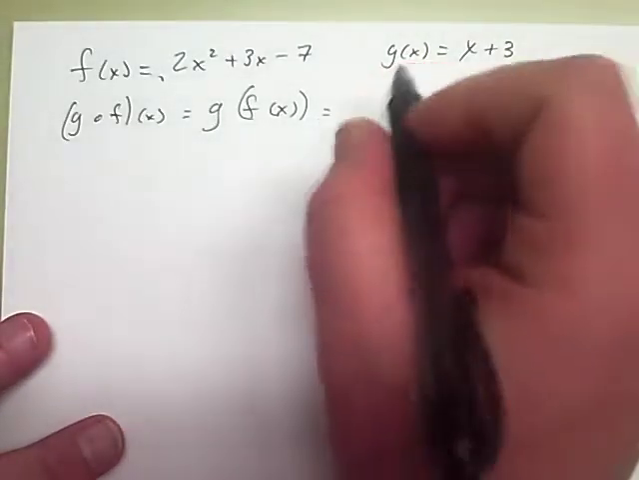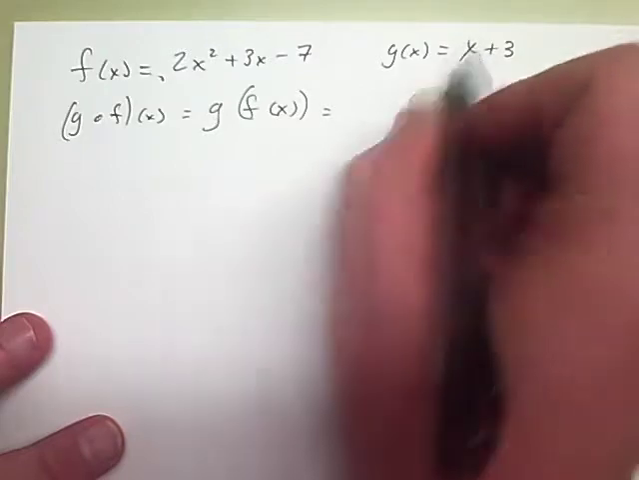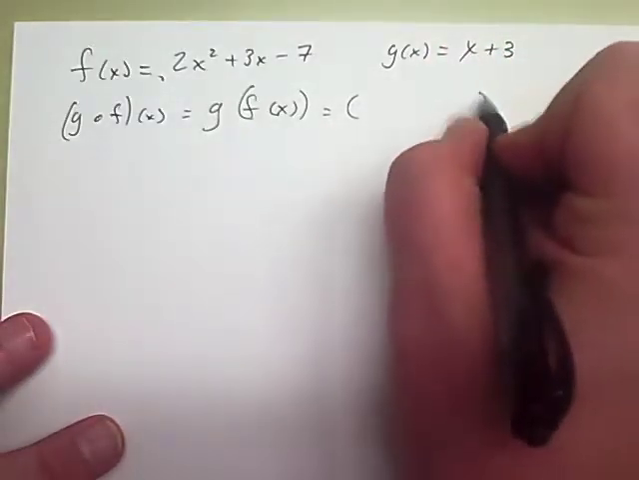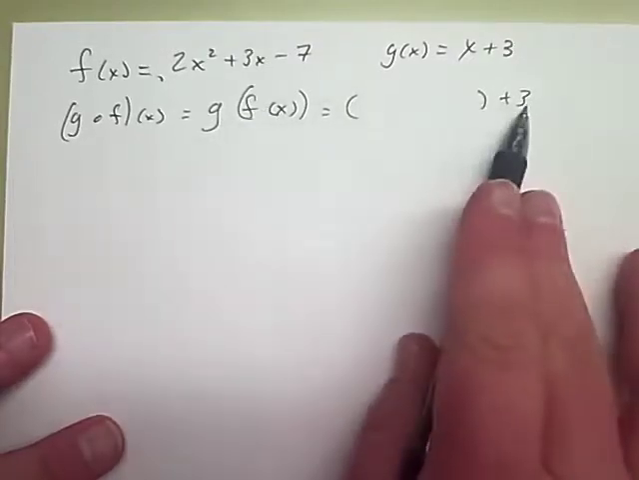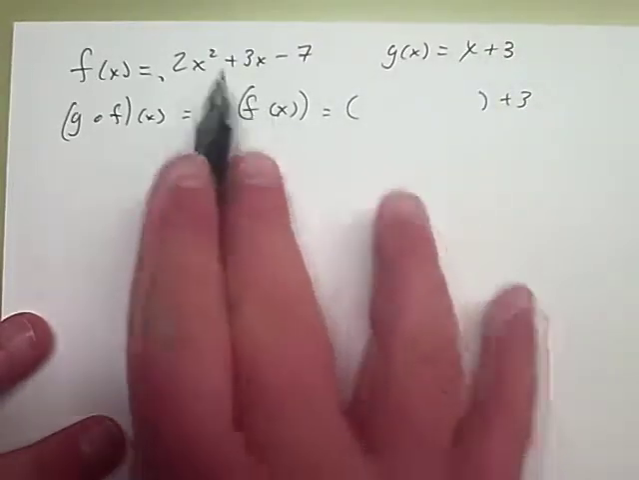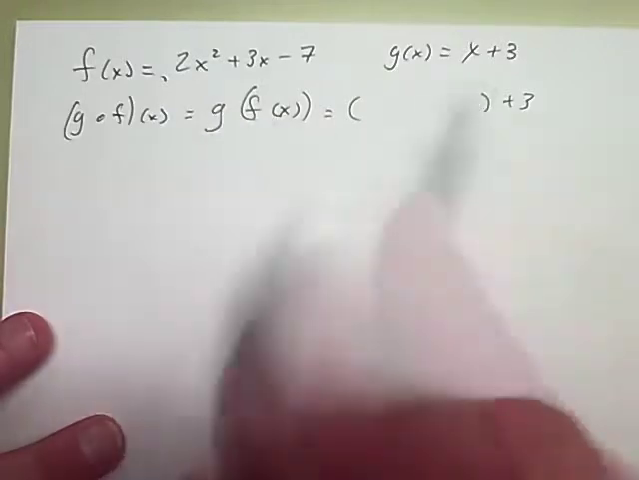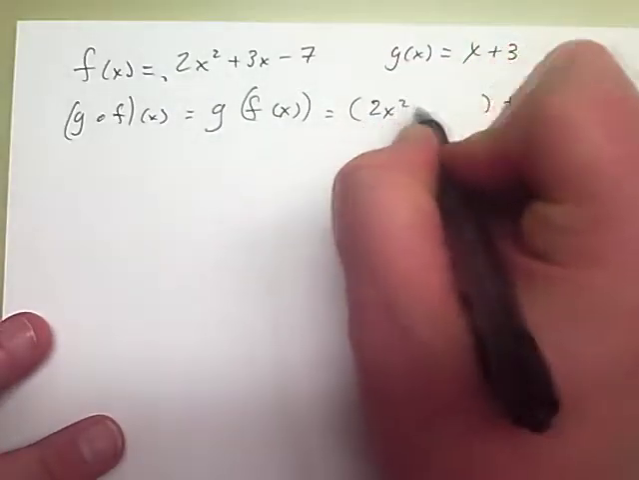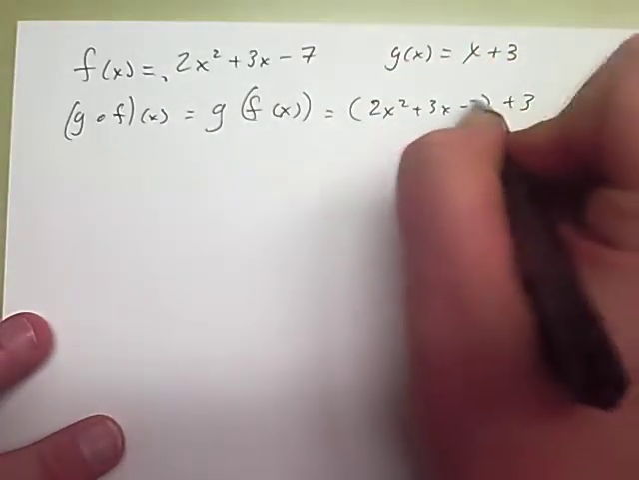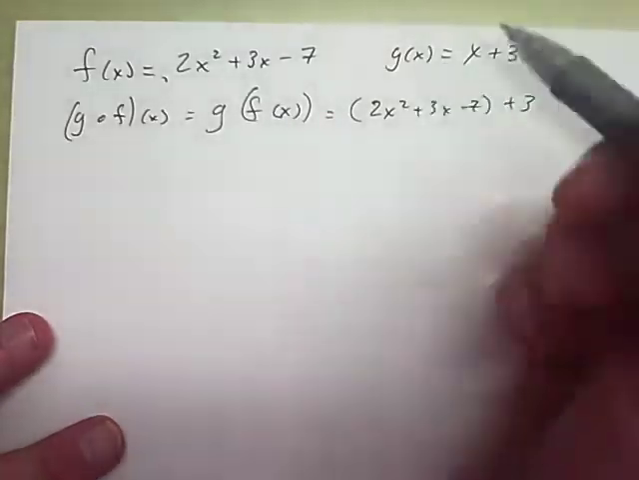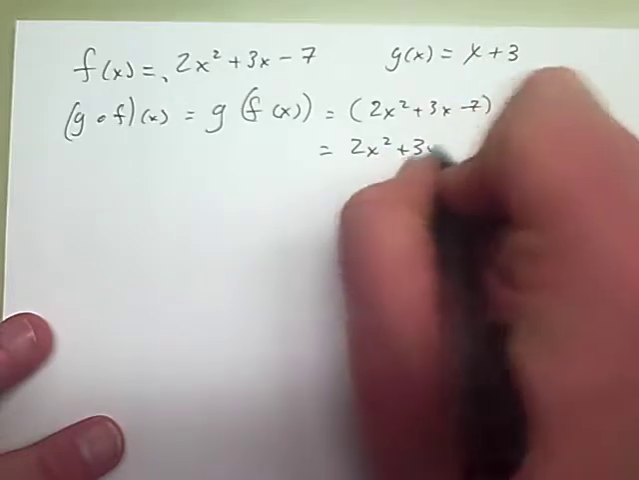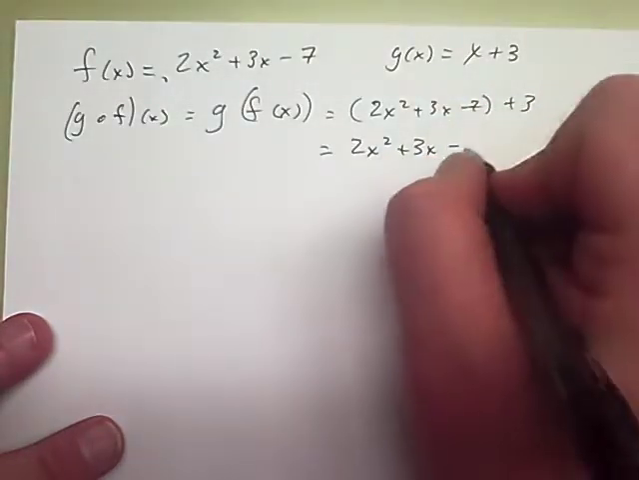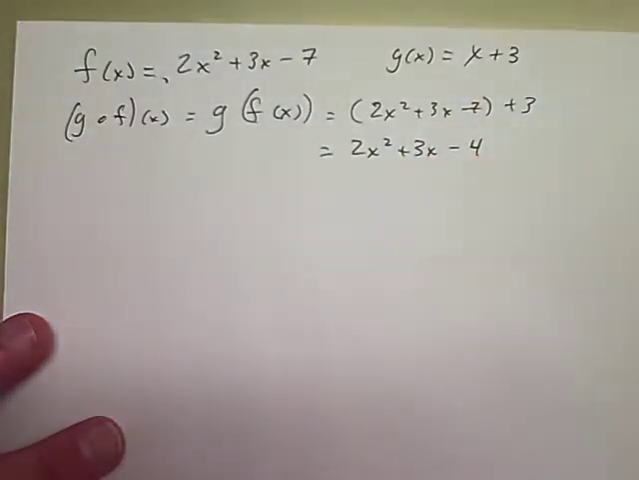All right, so then I have x plus 3. X plus 3 is the g function, and f of x, all this is going to go inside. So then I get 2x squared plus 3x minus 7. And now I can combine my like terms, so I'd end up with 2x squared plus 3x minus, well, negative 7 and 3 is my negative 4.